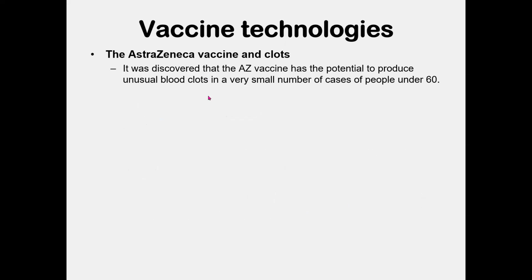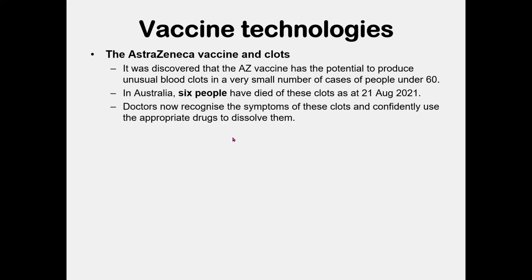Now, AstraZeneca was stopped. You can't get AstraZeneca in Australia because of these clots, but these clots were really very, very minor. And for happening in people that are under 60, in Australia, only 6 people died, and the doctors very quickly worked out how they weren't the normal sort of clots.